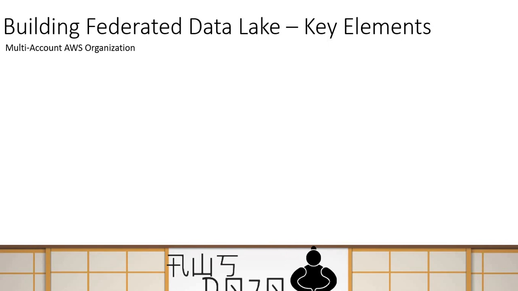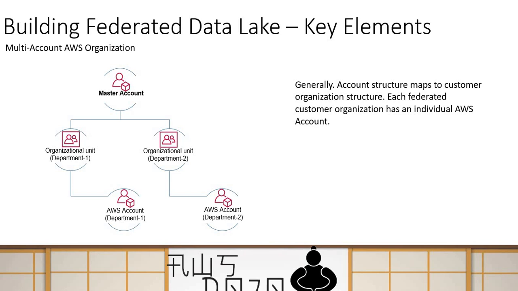What are the key design elements you have to consider? The first one is that you need a multi-account AWS organization. When you're talking about a federated data lake, we are talking about a big organization with a very decentralized operation. Of course, this organization has some kind of organization structure in place, and what you do is create a multi-account AWS organization which maps to the customer's organization structure.